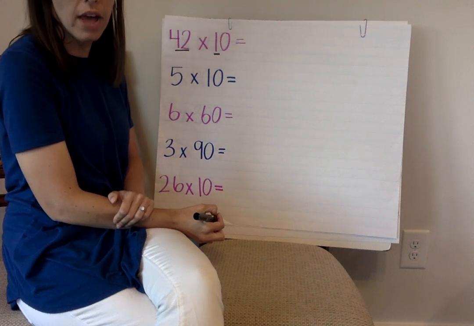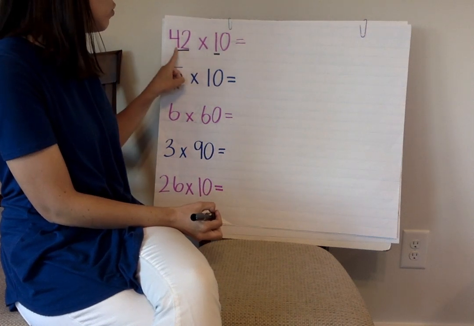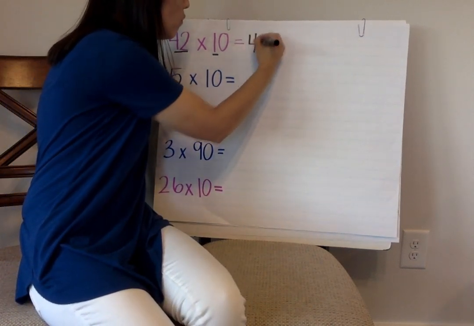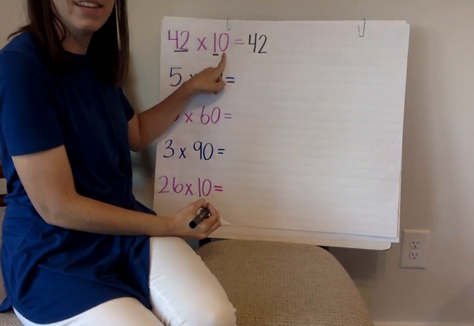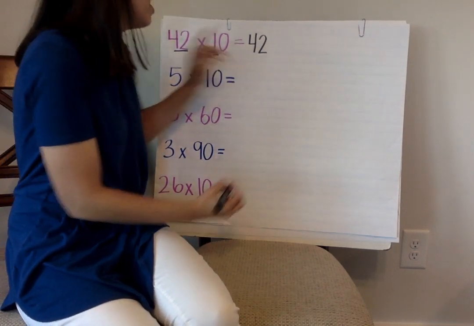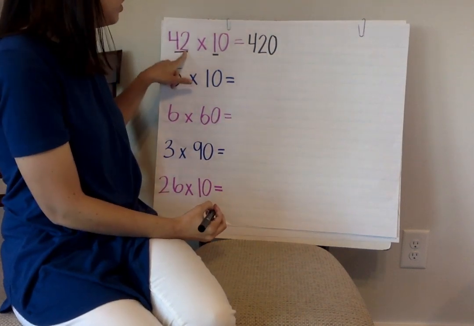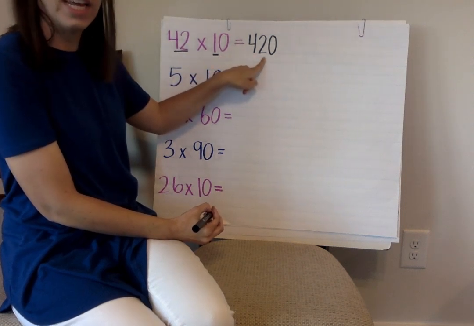And I'm going to multiply those digits that are not zero together. So 42 times 1 gives me 42. And I have 1 0 right here, so I'm going to add 1 0 to my product. So 42 times 10 gives me 420. That's my product.